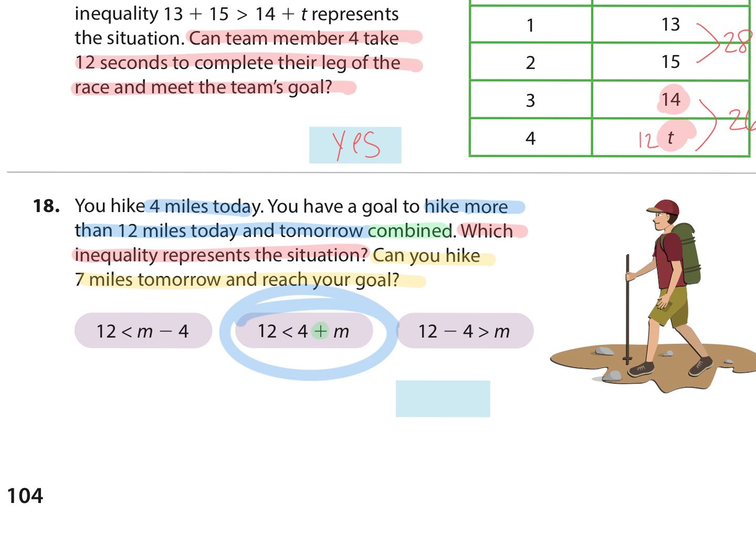Okay? Now, can I hike 7 miles tomorrow and reach my goal? No. 7 plus 4 is only what? 11. 11 is not. So if I were to plug this in, oops, that is the wrong writing utensil. Okay, if I were to plug that in, 4 plus 7, 12 is not less than 11. So then that would not work. Okay, so no would be my answer.